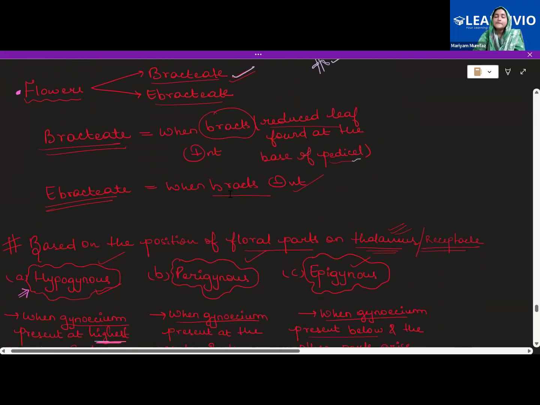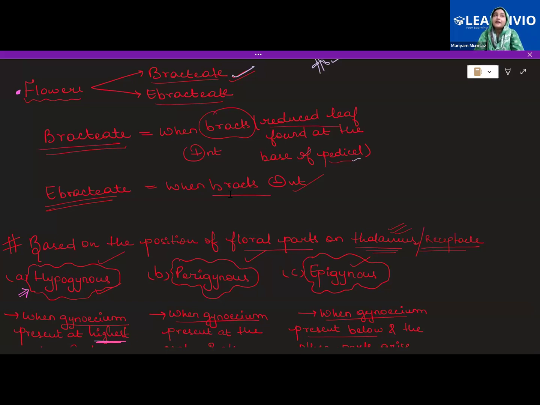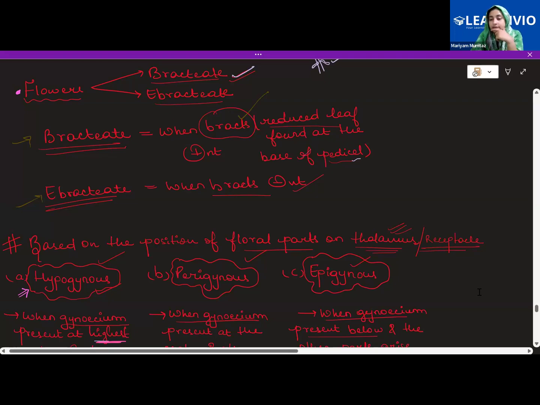Now see, in a flower, there is a reduced leaf-like structure at the base of the flower. Not actually the base of every flower, but some flowers have a tiny leaf-like structure at the base. That tiny leaf-like structure is called a bract. B-R-A-C-T, bract. All those flowers that have the bract present, we call bracteate flowers. Whereas in those flowers where the bracts are absent, we call them ebracteate. Is it clear? Sure.